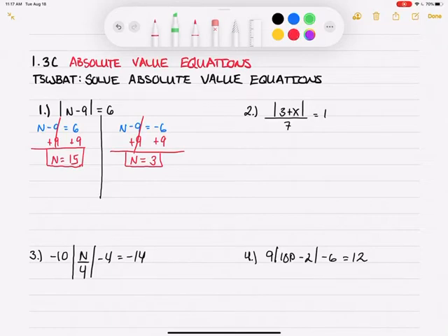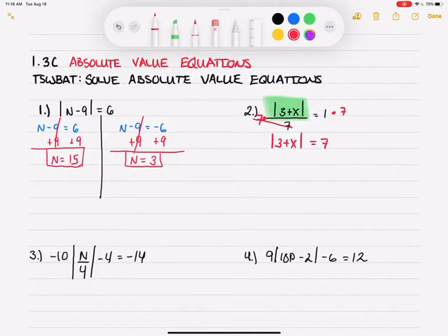In example 2, I notice that my absolute value portion of my equation is not by itself. I have the division sign and then 7. The absolute value of 3 plus x is in the numerator of a fraction, so I need to get rid of the denominator. To do that, I multiply both sides of the equation by 7. When I do that, the 7's on the left will cancel, and I have the absolute value of 3 plus x is equal to 7.